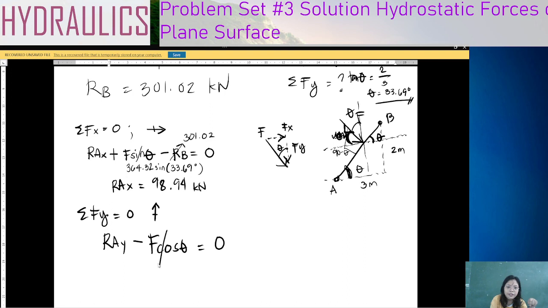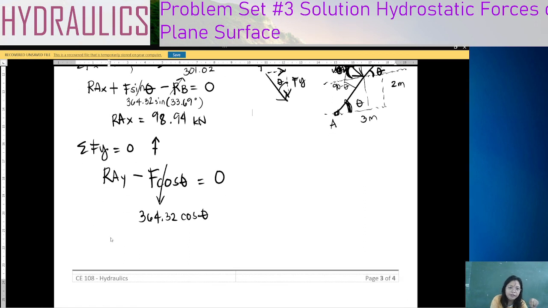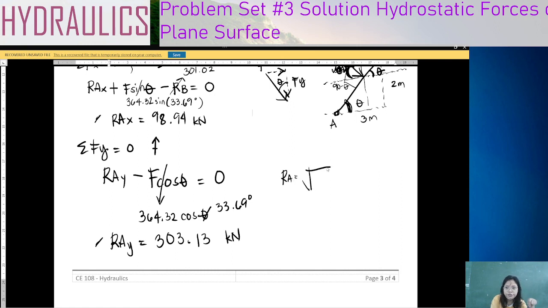And we got already F, no? So, F is 364.32 cosine theta. And ano na lang nawawala? RAY, no? So, RAY therefore is equal to 364 cosine 33.69 degrees. Ayun. So, nakuha nyo rin, 303.13. That is kilonewton. So, we have a vertical component and horizontal component to finally get the resultant force of RA.